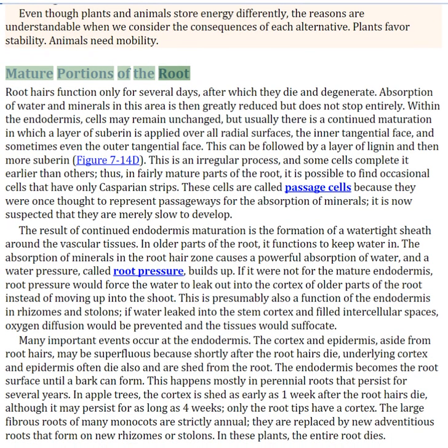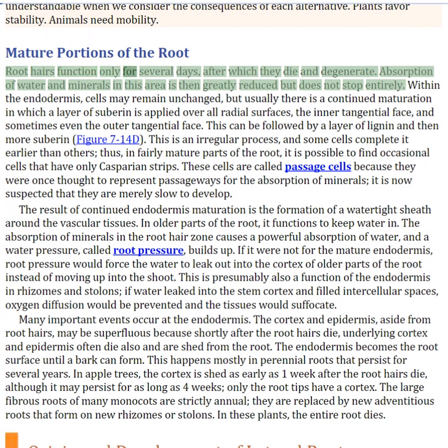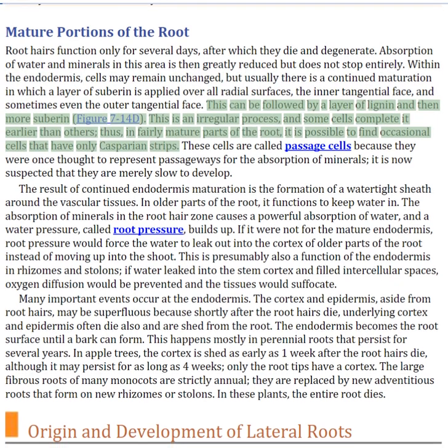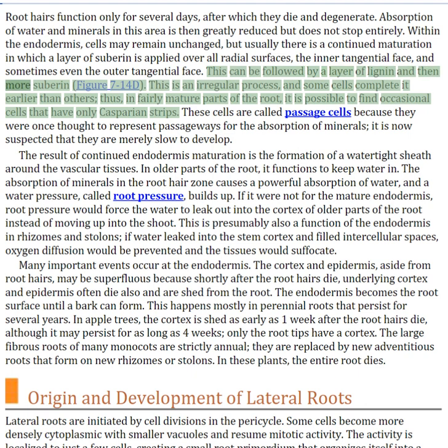Mature portions of the root. Root hairs function only for several days, after which they die and degenerate. Absorption of water and minerals in this area is then greatly reduced but does not stop entirely. Within the endodermis, cells may remain unchanged, but usually there is a continued maturation in which a layer of suberin is applied over all radial surfaces, the inner tangential face, and sometimes even the outer tangential face. This can be followed by a layer of lignin and then more suberin. This is an irregular process, and some cells complete it earlier than others.